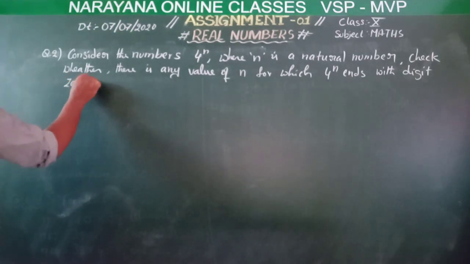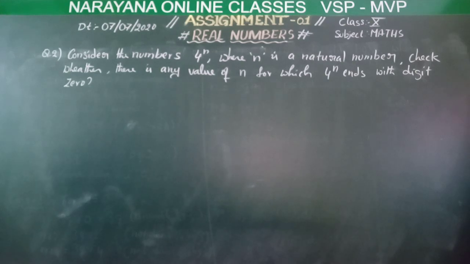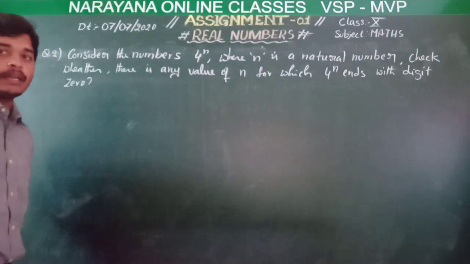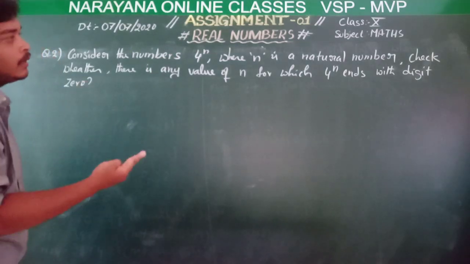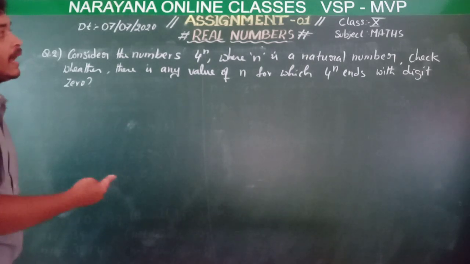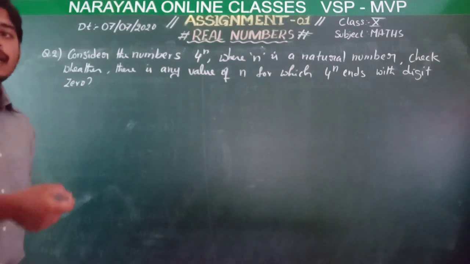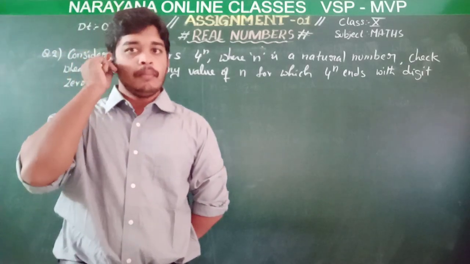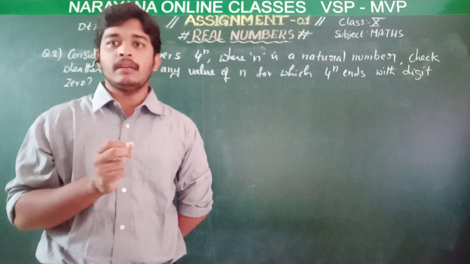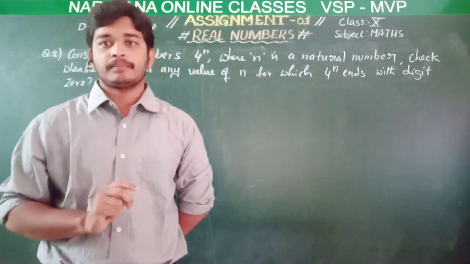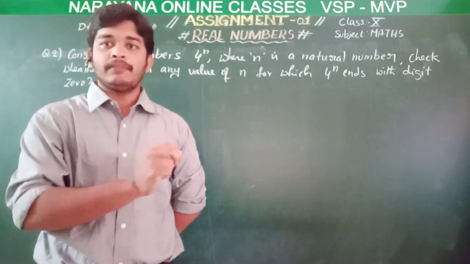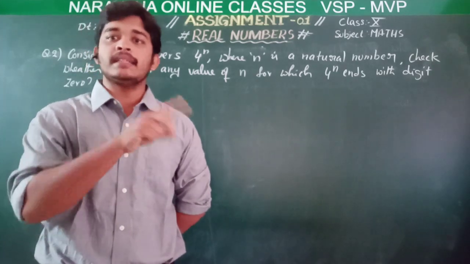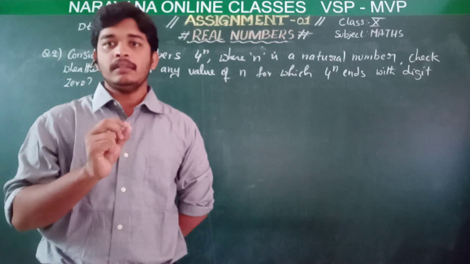0. See children, the simple thing he is asking: 4 to the power of n, the power is always a natural number. He is saying that n is a natural number. For any value of n, does 4 to the power of n end with a 0? If any number ends with a 0, then in its prime factorization 2 and 5 must be there, right? If 2 and 5 are present in that number, then it ends with the digit 0.